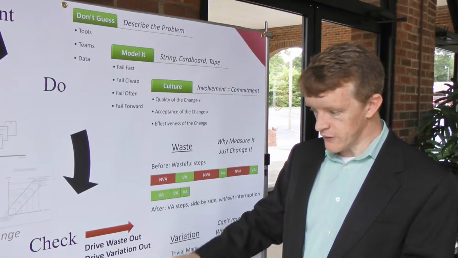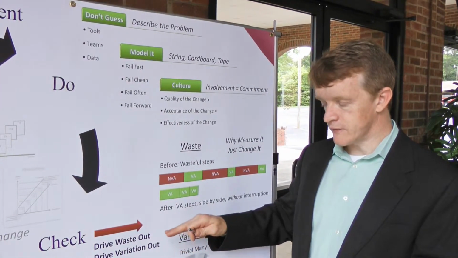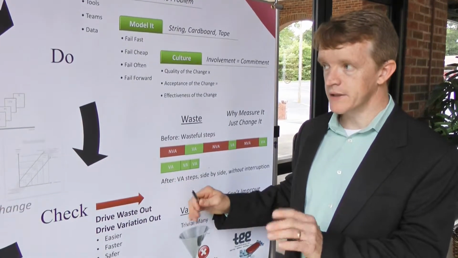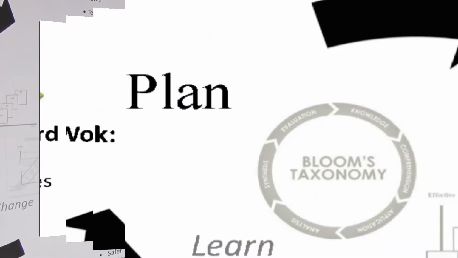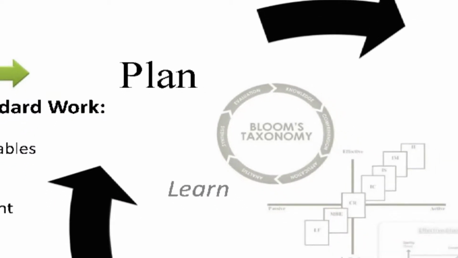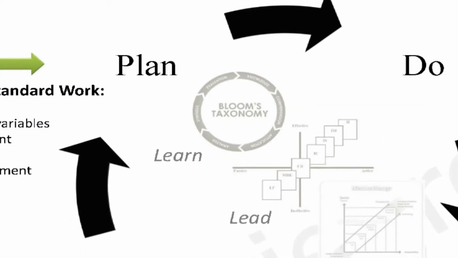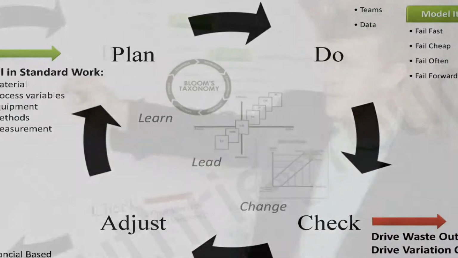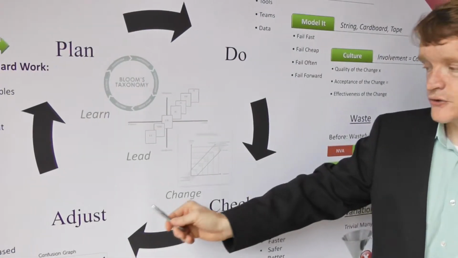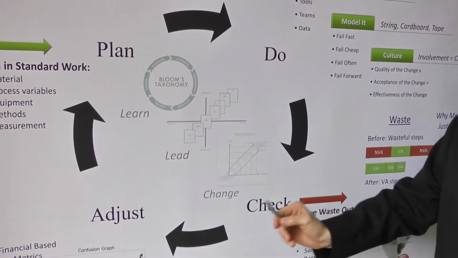Now, as we defined our goals and we defined really what we want to drive out and pull in, the engine of this is PDCA. It doesn't really matter what type of tool in Lean Six Sigma we're using, it's most likely going to be on a PDCA chassis. Plan, do, check, adjust. Plan, do, check, adjust.